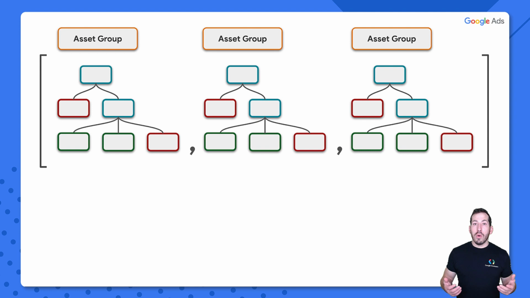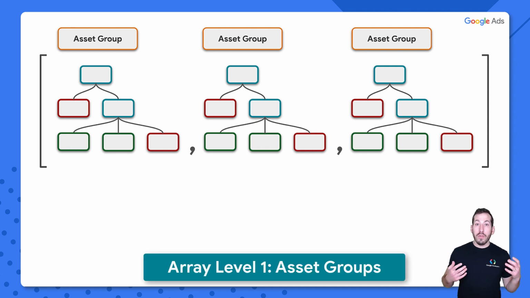So one of the big ones is how to structure the data for all of these different nodes. What I've done is I've decided to use a nested array with 3 different levels, basically representing each one of the nodes. Now, the first level of our tree is for a given asset group. So each asset group is a different item in the array.